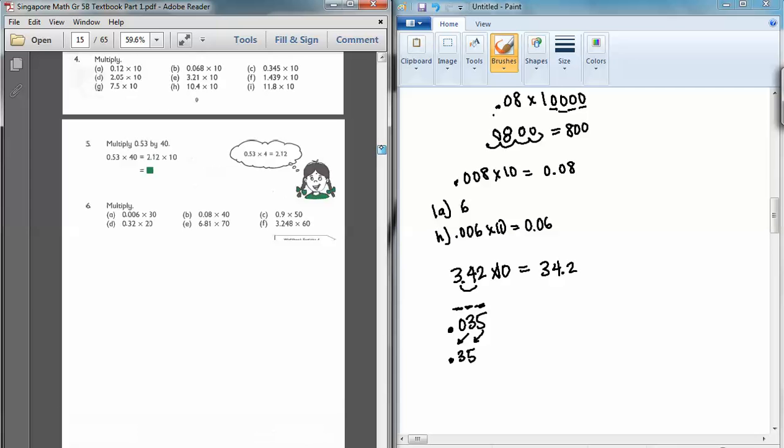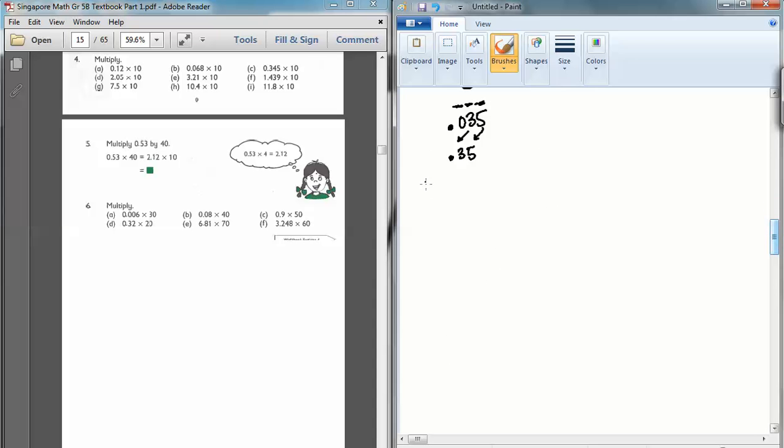All right, let's do this one. Number 5, multiply 0.53 times 40. All right, here's what I would do. I would think, all right, what is 0.53 times 4? Okay, that's easier to do. 0.53 times 4. Let's see. That would be 12.